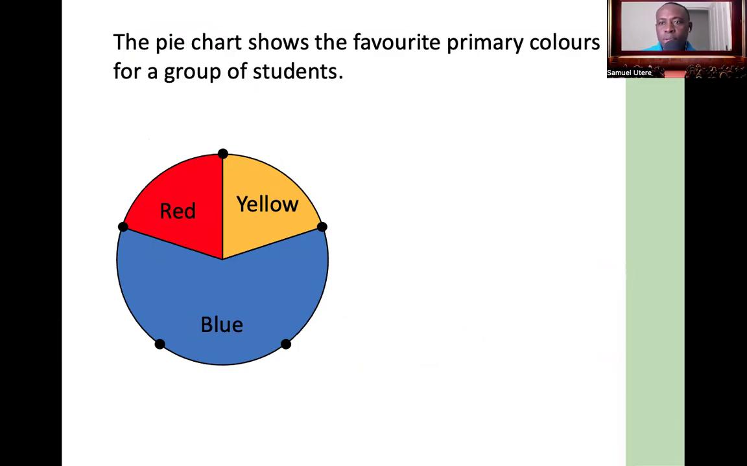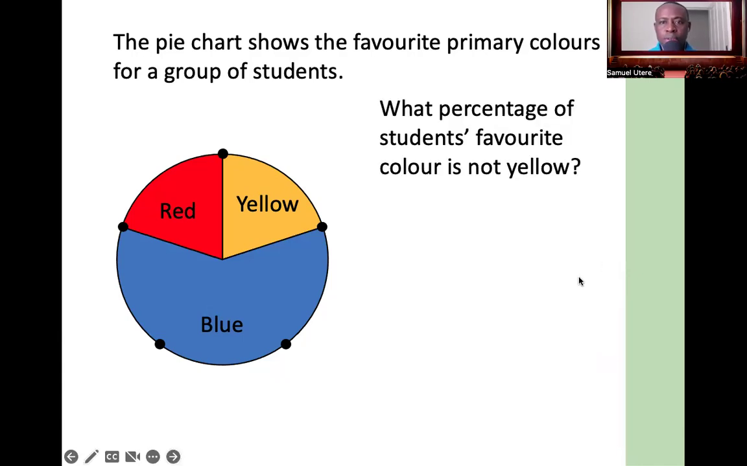Well done for doing those practice questions. Let's do some new learning for some further practice on the topic of using and interpreting pie charts. The pie chart shows the favorite primary colors for a group of students. Here you asked, what percentage of students' favorite color is not yellow? Now, take note that not yellow represents red or blue.